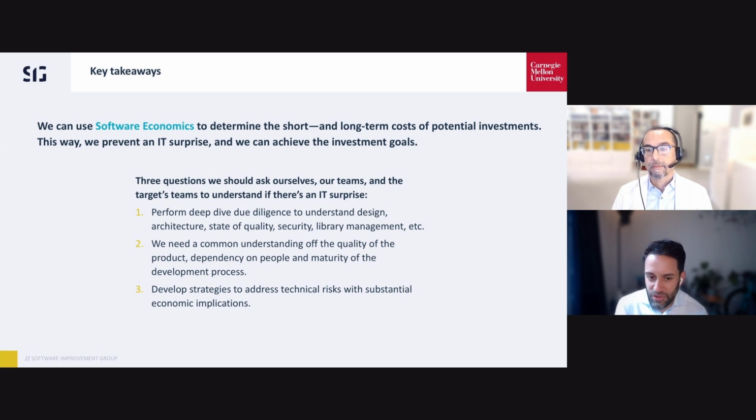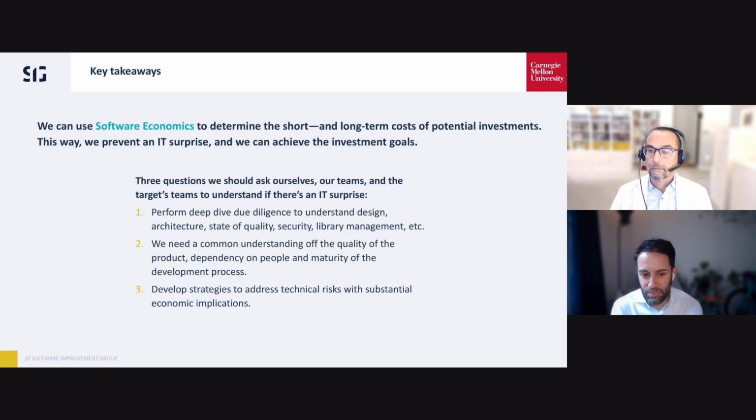Secondly, we need a common understanding of the quality, the dependency on people, and the maturity of the development process. We haven't really talked about this in detail. This was really a webinar about the assets themselves, but people and process, of course, are incredibly important. It's typically people and processes that allow technical debt to increase. So by understanding how people work and operate, we can mitigate that.